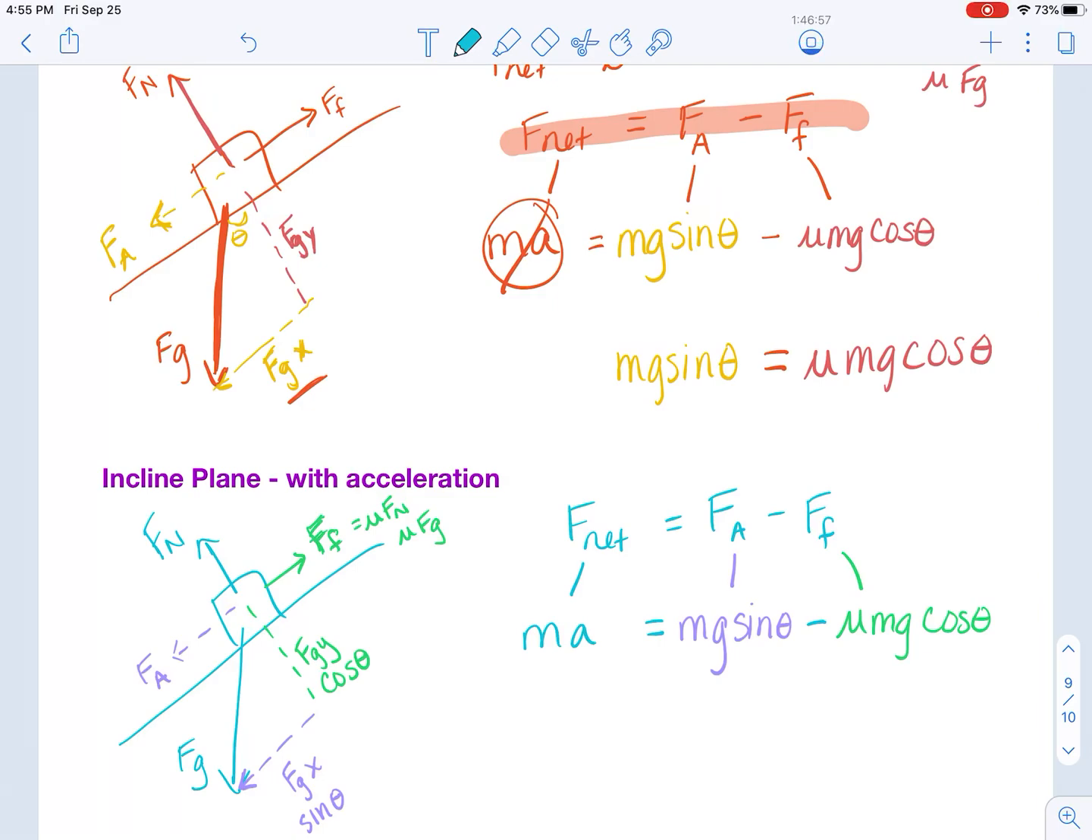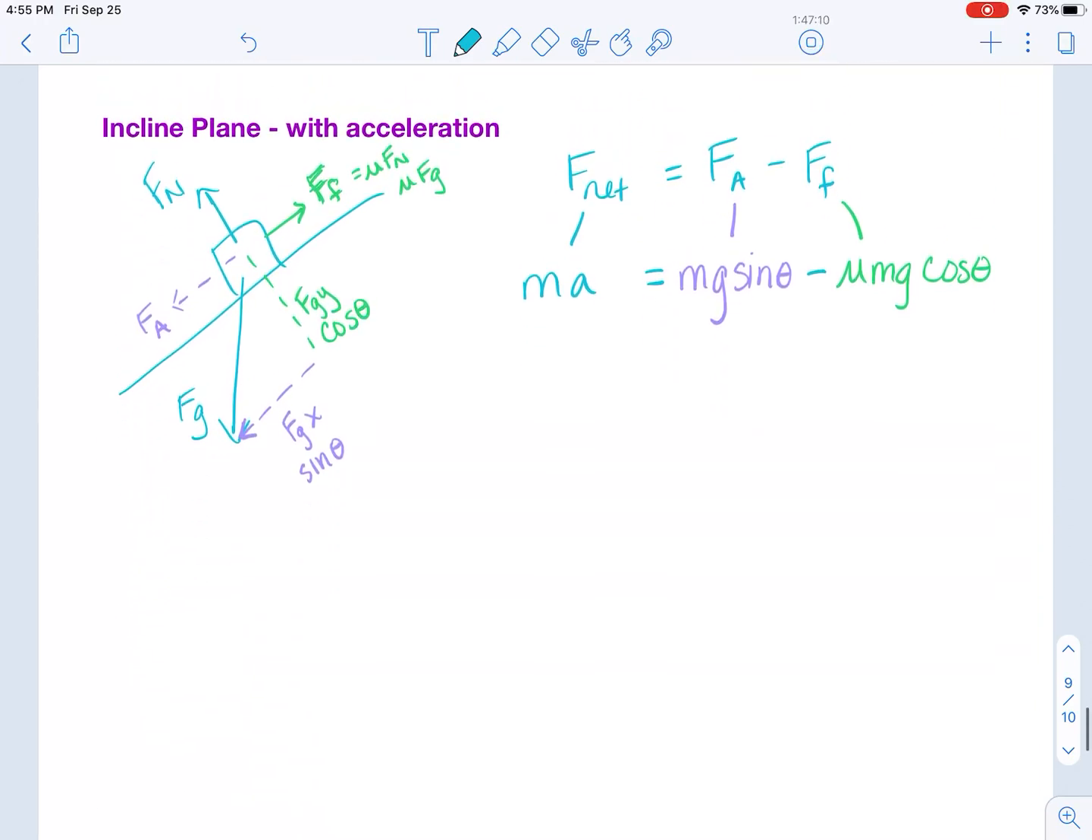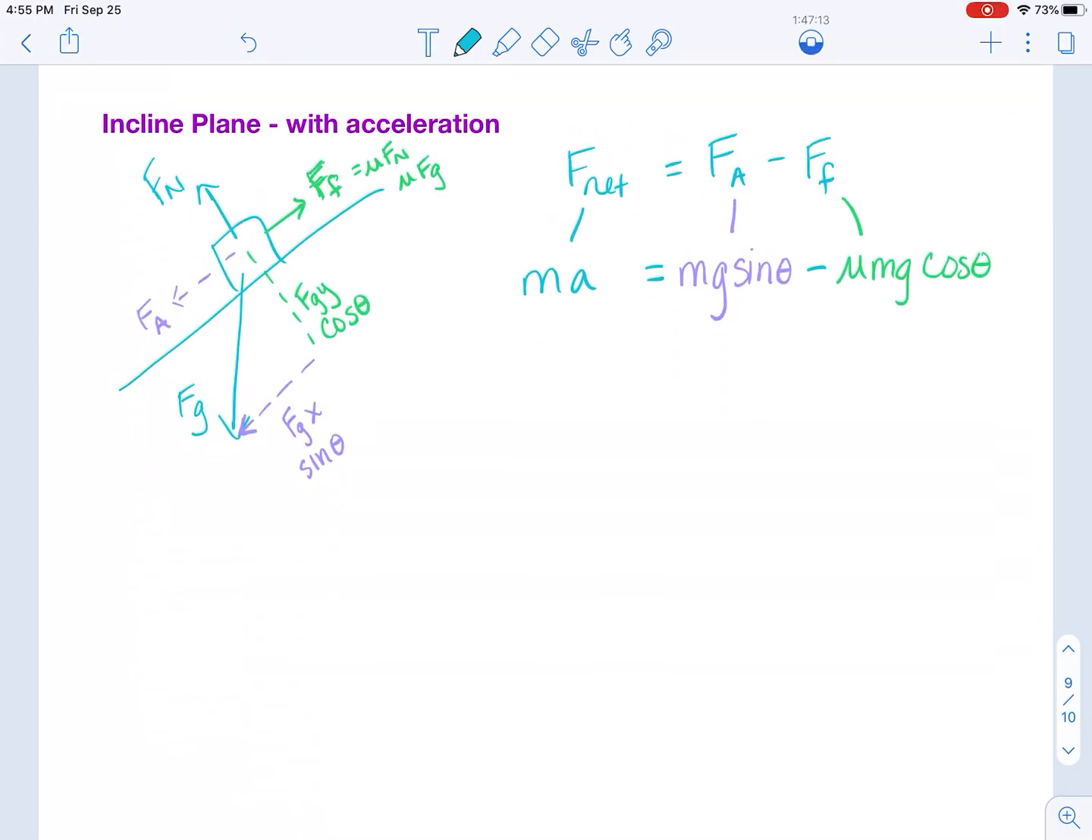Since we are on an incline plane, it's still going to be the net force is equal to the applied force, which in this case is most often the gravitational force forward, minus the frictional force, which is working in the opposite direction. But for this type of question, my object is experiencing an acceleration. So that means with an acceleration, I'm not canceling anything out. I'm using the full formula, okay? So from here, you are going to be responsible for plugging in the information that you know and doing the algebra to solve for your unknown.